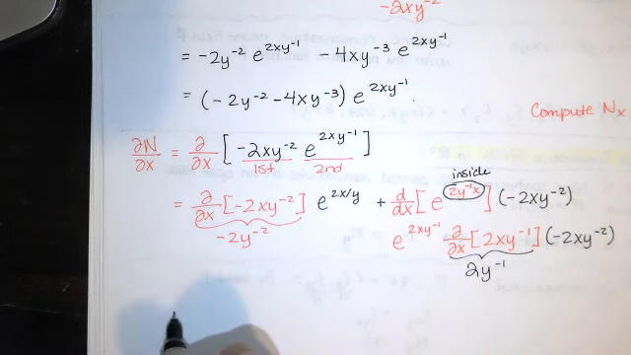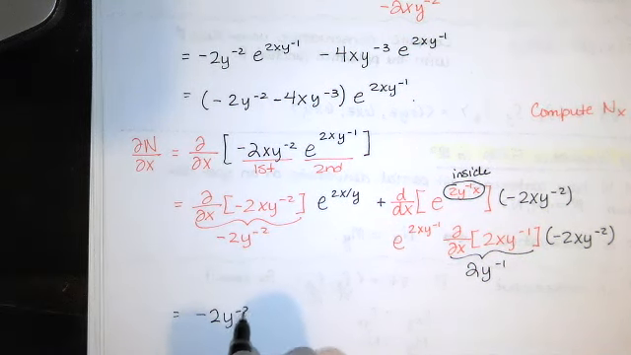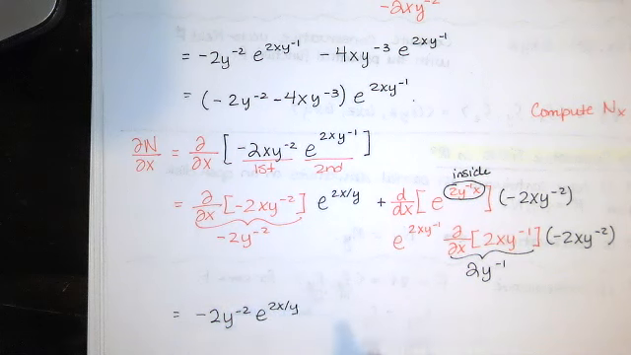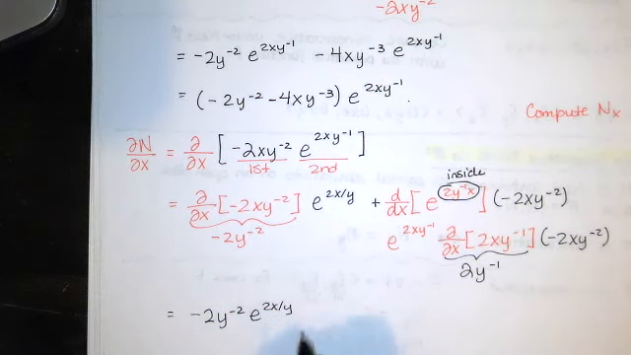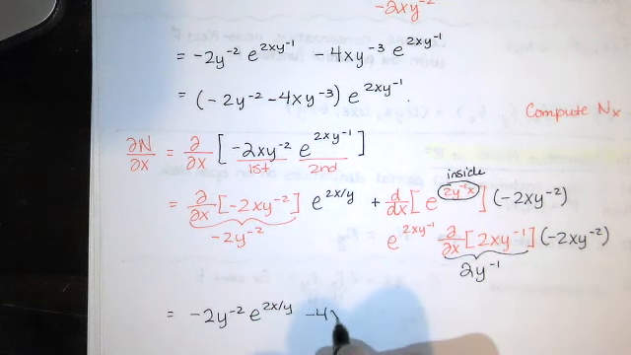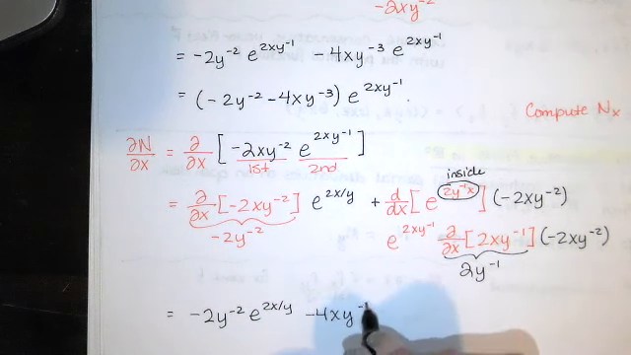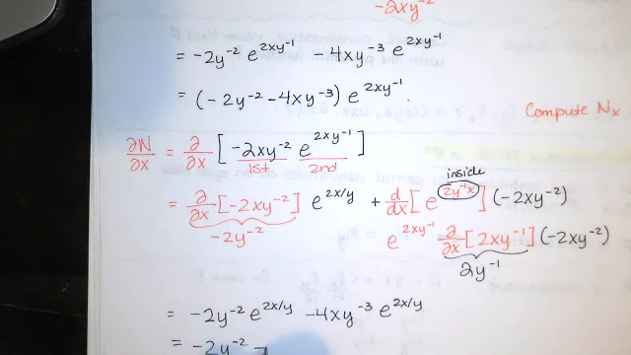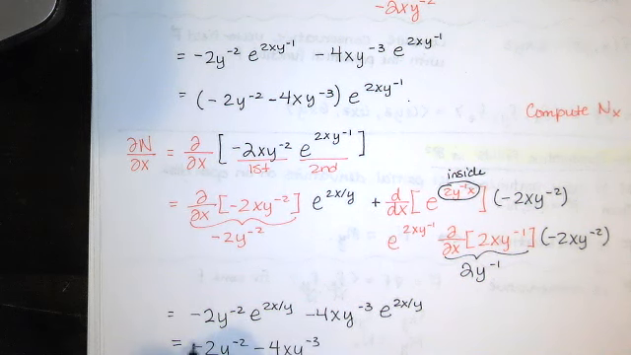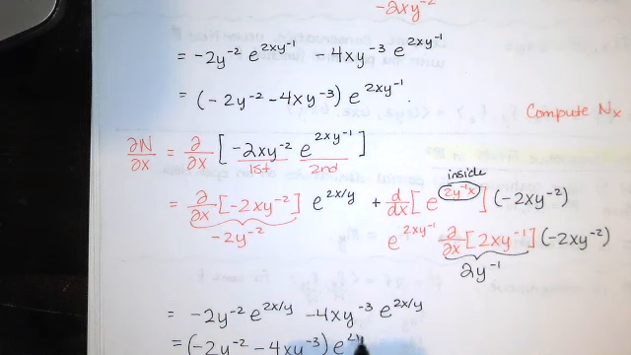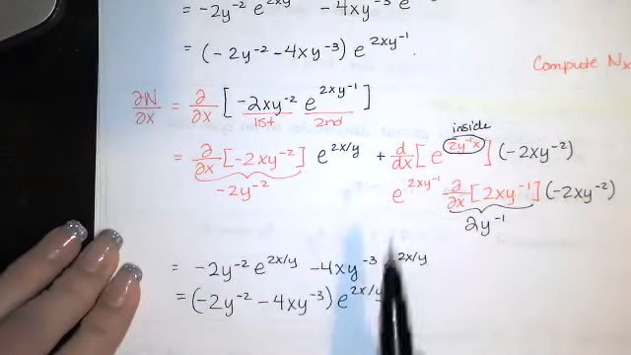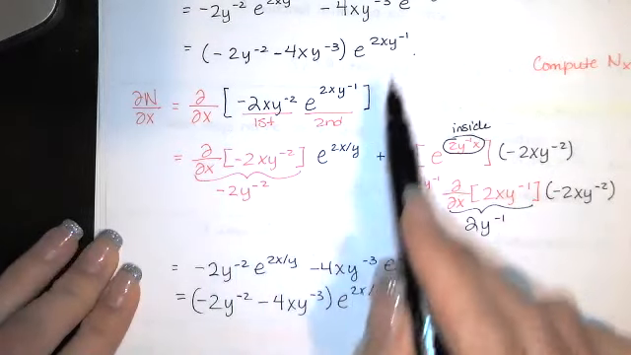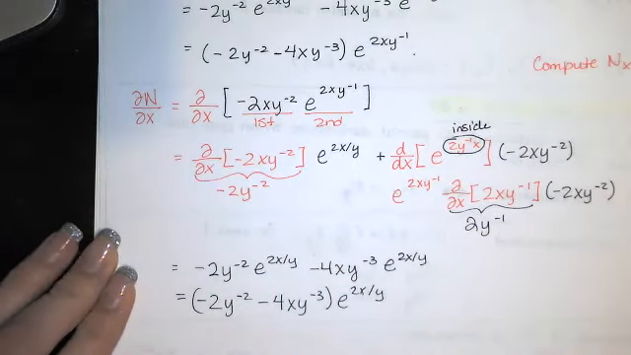Okay, so let's see what we have. We've got a -2 y to the -2 times the exponential. And over here, I've got a -4 x times y to the -3 times e to the 2x over y. And we can factor out that e to the 2x over y. Question is, is this derivative equal to this derivative? It is. It's exactly the same.